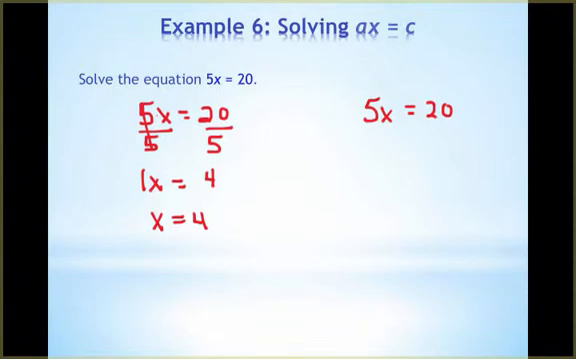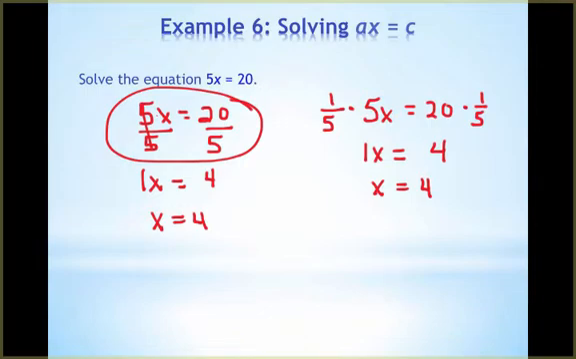The other way that I could do this is rather than divide by 5, I could multiply by 1/5. And I'm multiplying both sides by the same constant. 1/5 times 5 is 1. So again, I get 1x. And 20 times a fifth would be 4. So we get x equals 4. There are times when you solve problems where you're going to want to do it by this first method where you'll divide both sides. And there are other times that it's going to be easier if you do it by multiplying by the reciprocal on each side.